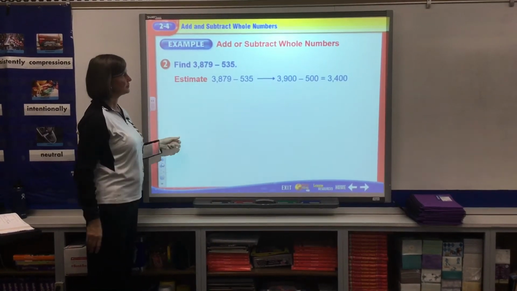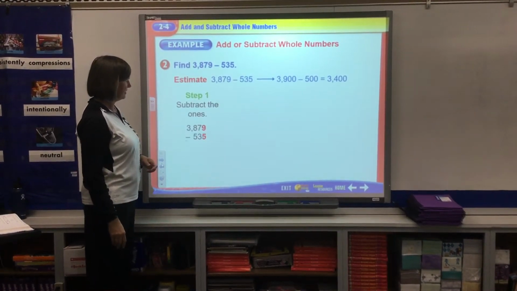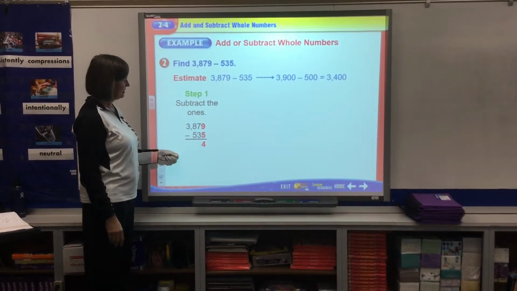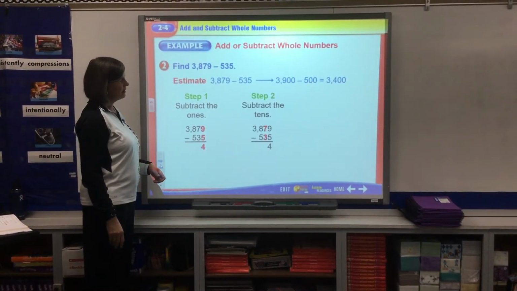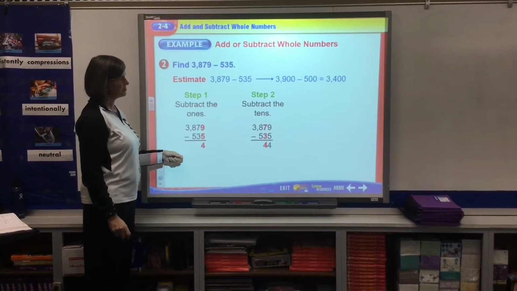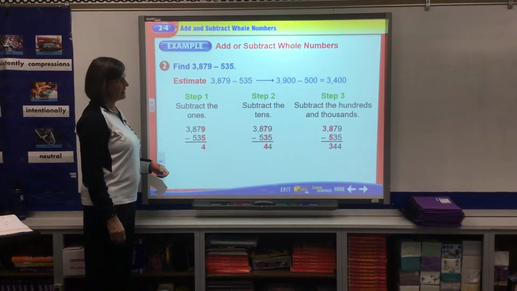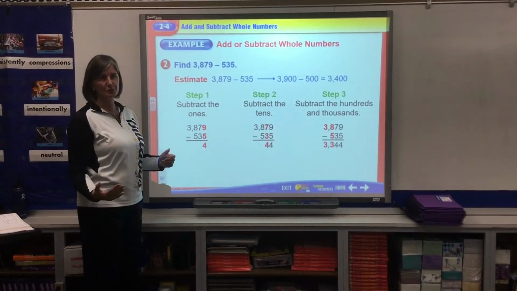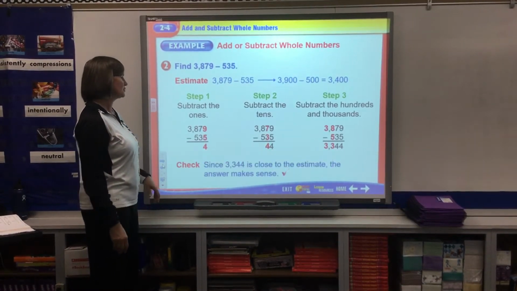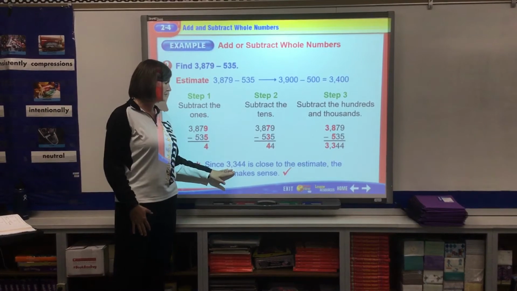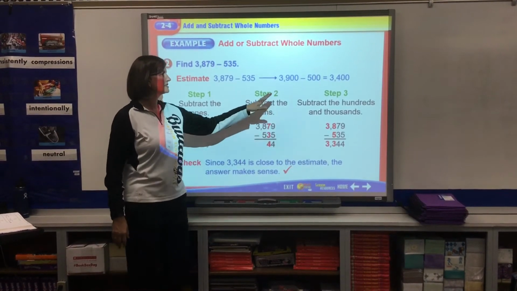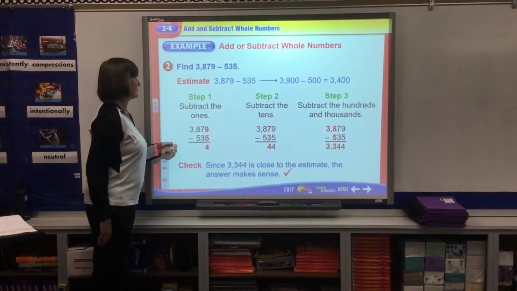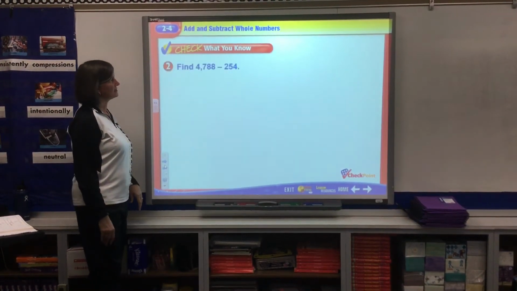Now they'll take us through these steps. Their estimate is 3,400. They're starting in the ones place value just like we did. 9 minus 5 was 4. Then you move on to the tens. 7 minus 3 is 4. 8 minus 5 is 3. And then finally in the thousands place value, 3 minus nothing is 3. So just like we did, they got 3,344. That is close to the rounded estimate of 3,400, and so that is a reasonable answer.